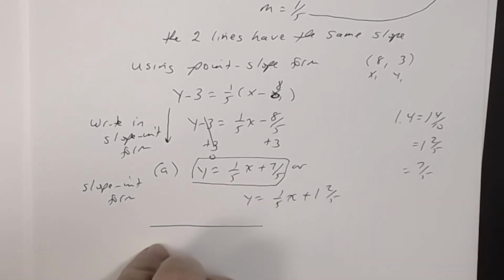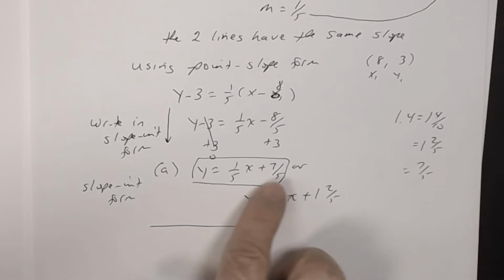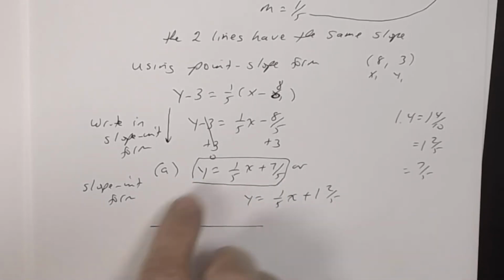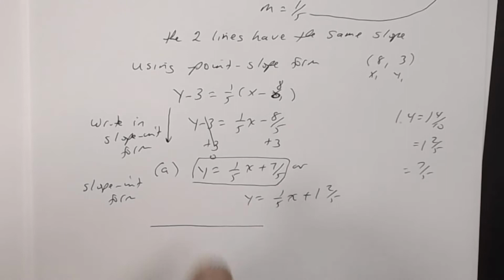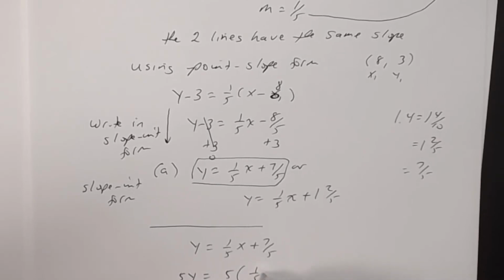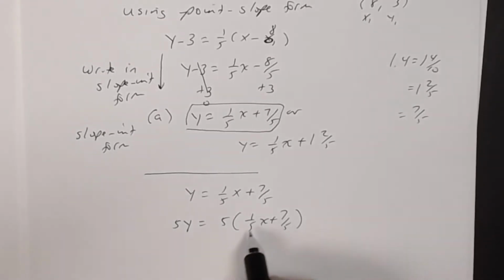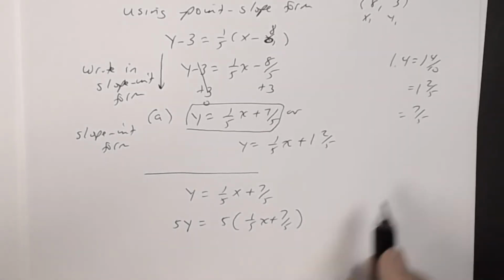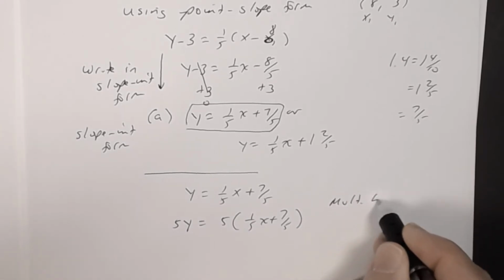What's the least common denominator? 5, right? And you learned in previous courses, and even at the beginning of this course, you reviewed how to clear your fractions. So the LCD is 5. So we're going to multiply both sides by 5. That's your LCD. So basically you're going to say 5 times y equals, and then 5 times the other side, 1/5 x plus 7/5, right? And then, remember, you multiply both sides by the LCD.